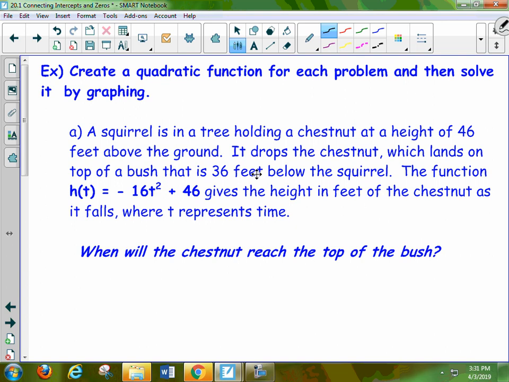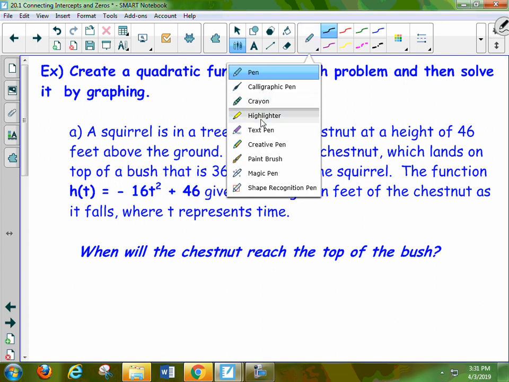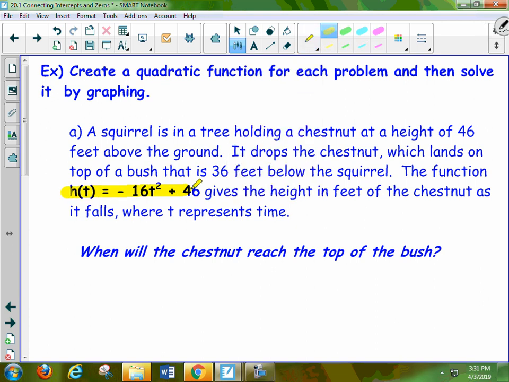Okay, so here it's saying a squirrel is in a tree holding a chestnut at a height of 46 feet above the ground. It drops the chestnut, which lands on top of a bush that is 36 feet below the squirrel. The function h of t equals negative 16t squared plus 46 gives the height in feet of the chestnut as it falls, where t is time. So that equation that they gave us is kind of like thinking about, okay, my squirrel has that chestnut at the top of the tree or somewhere in the tree, and that's where they are at that point. They're 46 feet above the ground.